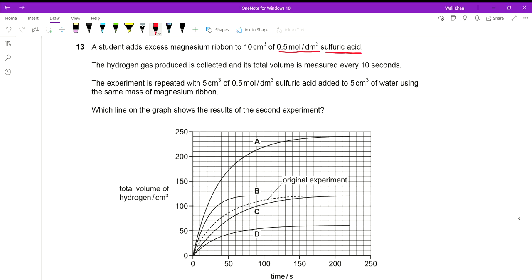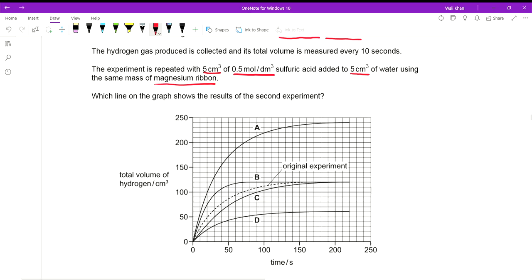The experiment is repeated with 5 cm³ of 0.5 mol/dm³ sulfuric acid added to 5 cm³ of water using the same mass of magnesium. So in the next experiment, we take half of the concentration of sulfuric acid, 5 cm³, and add 5 cm³ of water, so it is more dilute. Which line on the graph shows the result of the second experiment? So we have to make some calculations for this question.